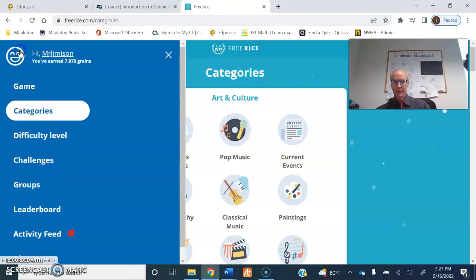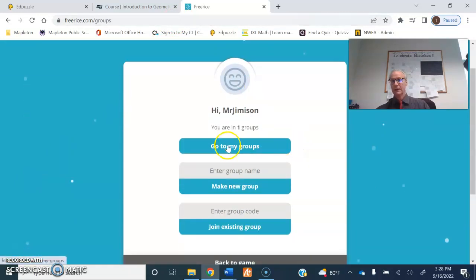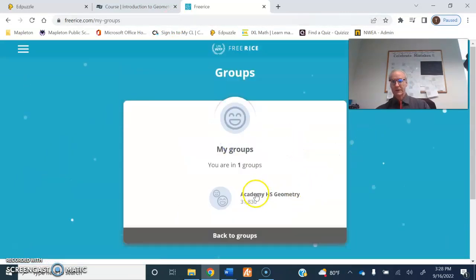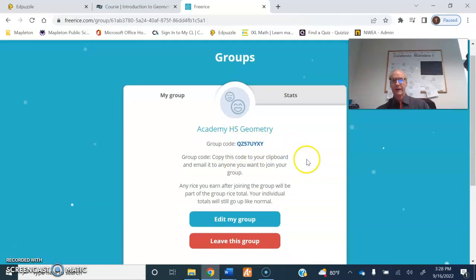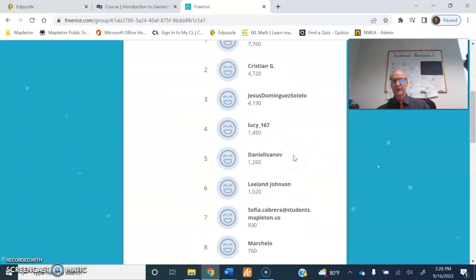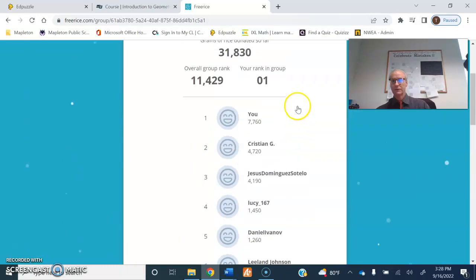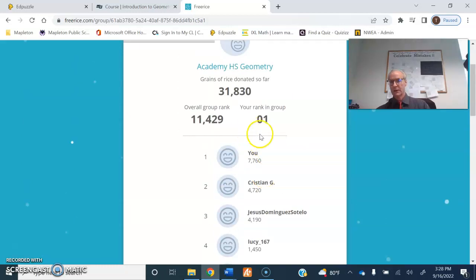They should be joining my group. This is my group. And parents are welcome to join the group as well. So I'm going to go to my groups. This is Academy High School. And this is the code. QZ57UYXY. And when students join this group code, then they are part of the group. And here is the rice donated so far. These are the students who have donated the most. And there's a nice little running total here.